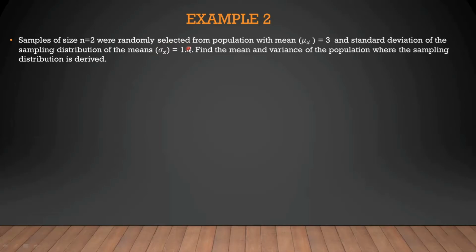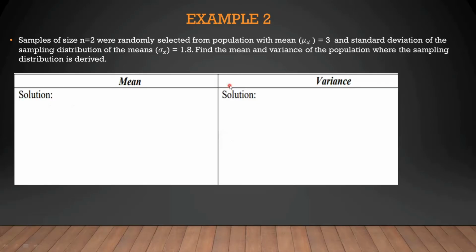So now, we're going to find the mean and the variance of the population where the sampling distribution is derived. Ngayon, ang given natin is sampling distribution and we are going to find the mean and the variance of the population. Kanina, ang hinanap natin is sampling distribution. Ngayon, yung population naman yung hahanapin natin. To find the mean and the variance of the population, gagamitin pa din natin yung formulas ng ating central limit theorem. So we have here another table, the mean and the variance, dahil ito yung hinahanap natin.